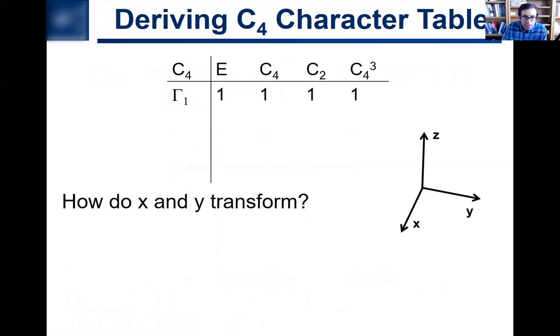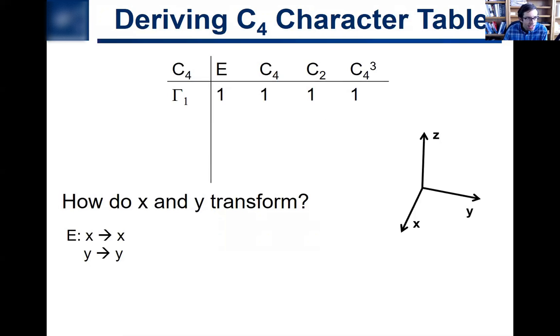So let's try to derive this C4 character table to see if we can figure out where these imaginary numbers come from. We would come up with these symmetry operations. We could use the rigorous definition of the classes to figure out that all 4 symmetry operations are in unique classes. We did that in a previous video. And we've put down the totally symmetric irreducible representation of all 1s. We're always going to have that totally symmetric one.